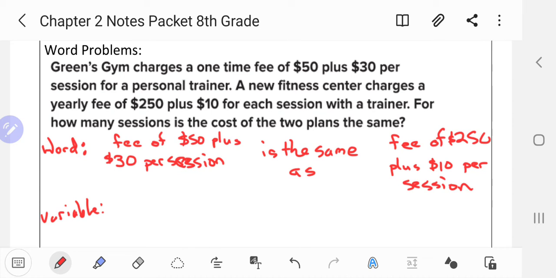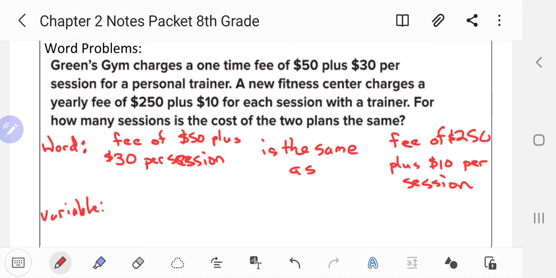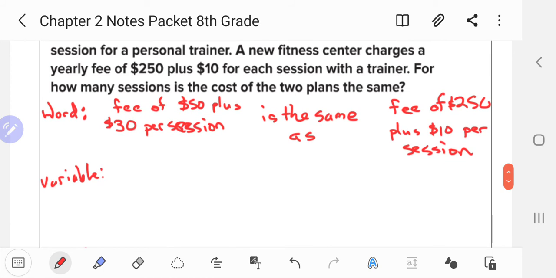So what are we comparing? What are we making sure is the same? We're making sure that the total cost for the gym memberships are the same. When will that happen? How many sessions will that be? All right, so that phrase in the middle, is the same as, is going to be our equal sign, and that'll be our left side of the equation, that'll be our right side of the equation.